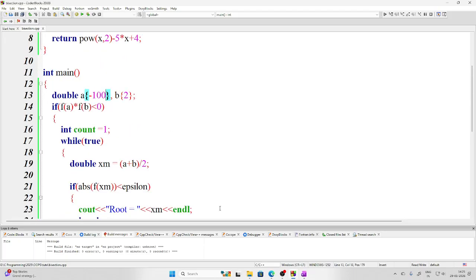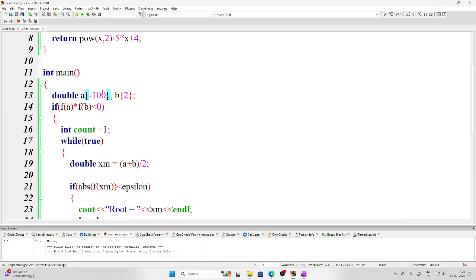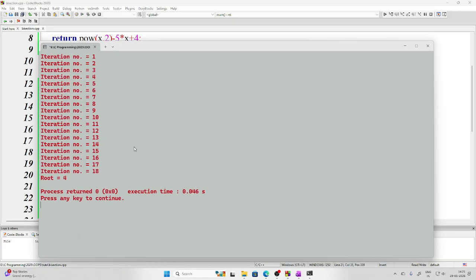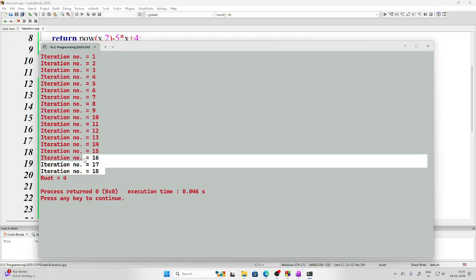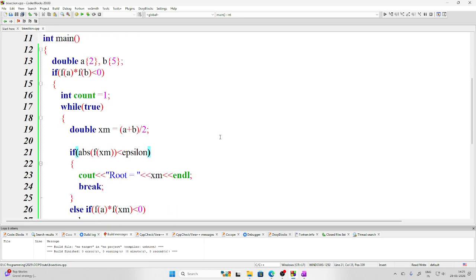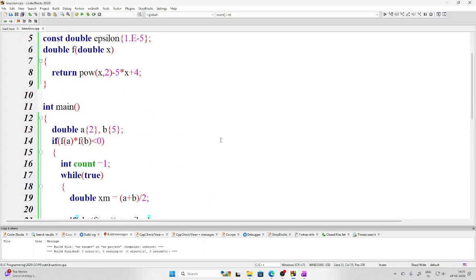Now what we'll do is we will change the limit from -2 to 2, as it was previously, to 2 to 5. So the left limit is 2 and the right limit is 5. What is expected? Expected is that I should get 4 as the answer. So let us run it and see what happens. So now you have root 4, and how many iterations has it taken? 18 iterations it has taken to come at the converged solution. So friends, in this way you can write your C++ program for bisection method.